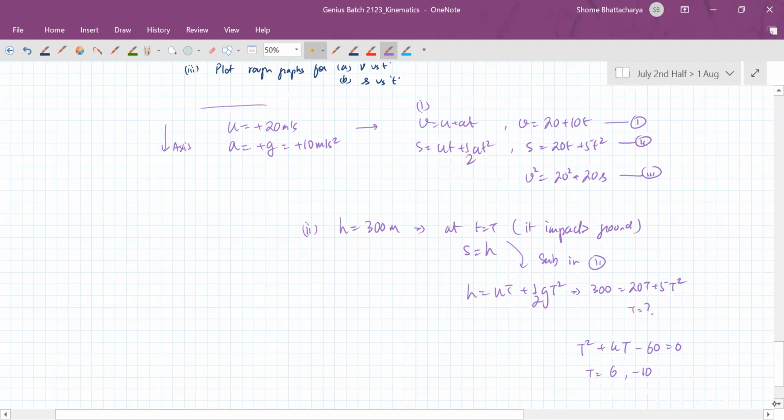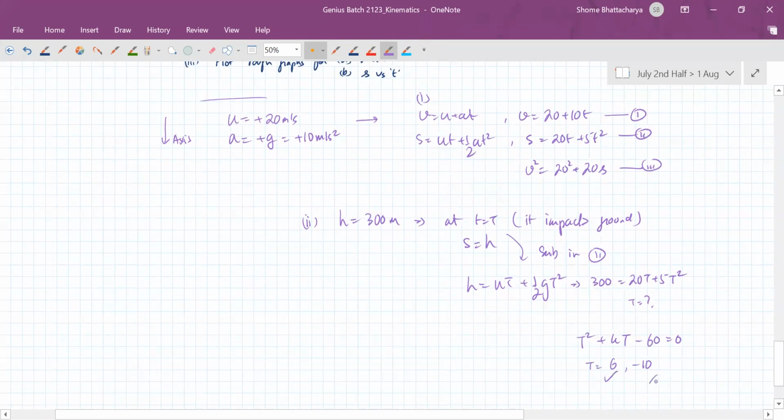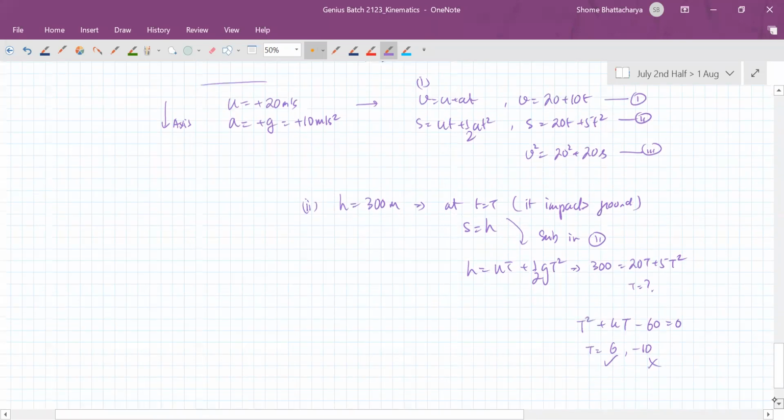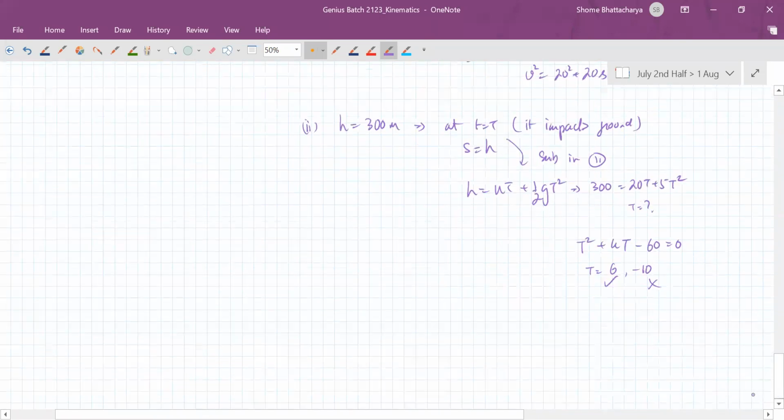Okay. So we will take this root, we will reject this. Oh, now I realize why some of you got the answer wrong. You must have got the roots as minus 6 and plus 10. So be careful about these things. Once we know this time, now the impact velocity is quite easy.